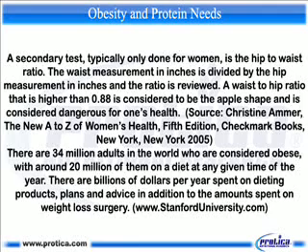There are 34 million adults in the world who are considered obese, with around 20 million of them on a diet at any given time of the year. There are billions of dollars per year spent on dieting products, plans and advice in addition to the amount spent on weight loss surgery.